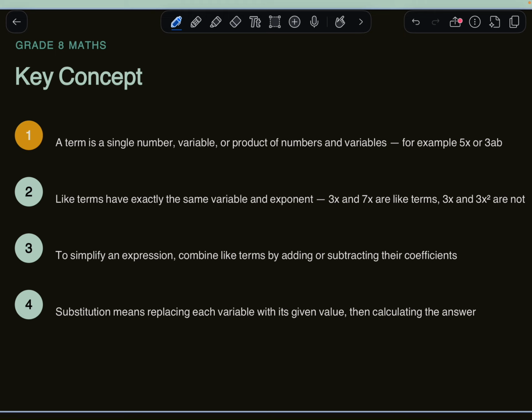You get asked this quite often in a 1-mark multiple choice question. So you might get 3 is a term or 5x is a term. That's what they mean by a product of numbers and variables. So this is like 5 times x, but that together is one term. Or as we have here, 3ab.